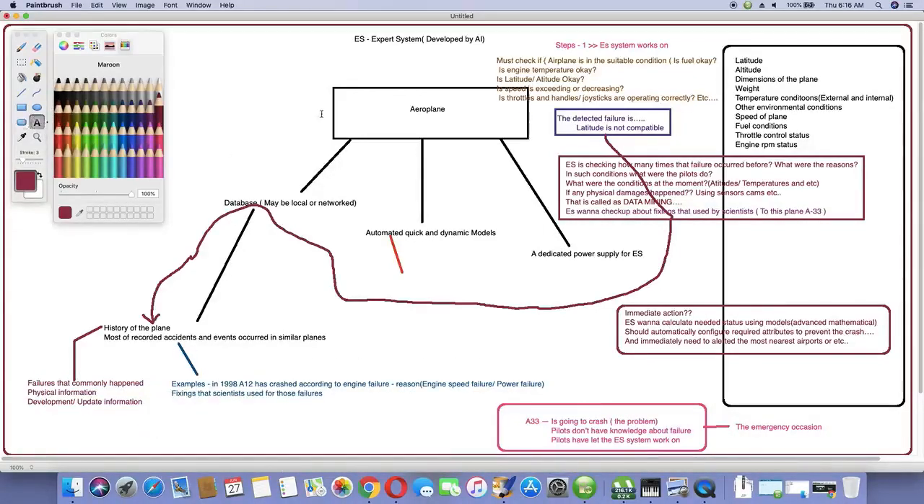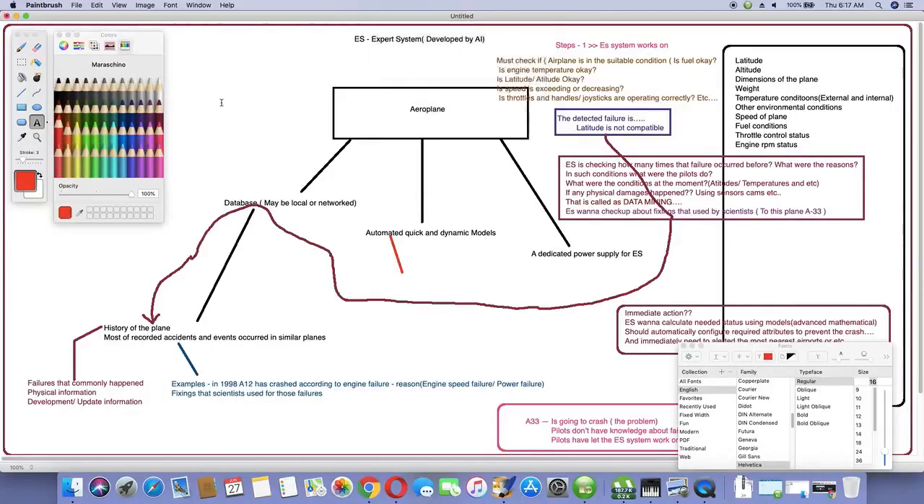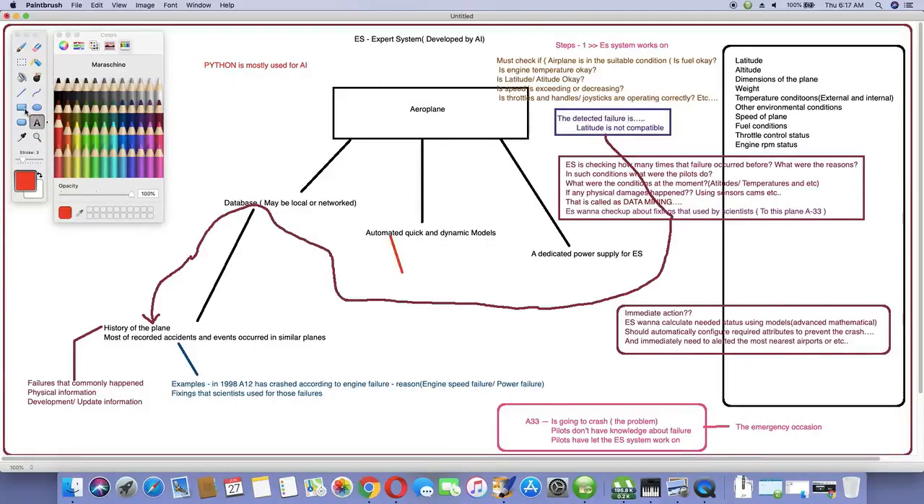No, I'm going to say that absolutely Python. Python is mostly used for AI. I do need to tell that, because Python is the most used language for AI. I need to tell about that again and again. I'm not saying that only Python is used for AI, but mostly Python is used for AI.